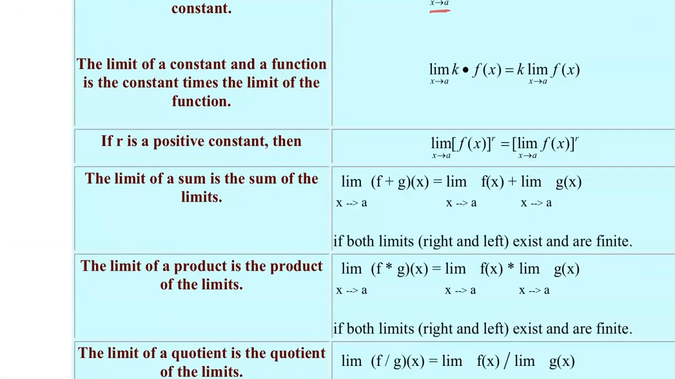The limit of a constant times a function is the constant times the limit of the function. So remember the constant has no limit itself. So you can pull it out in front and then take the limit of the function and multiply it by the constant, and you're there.